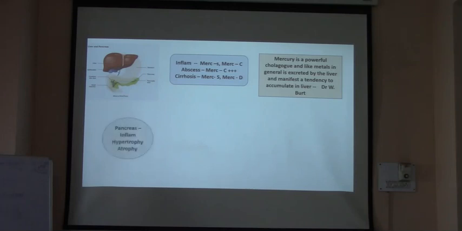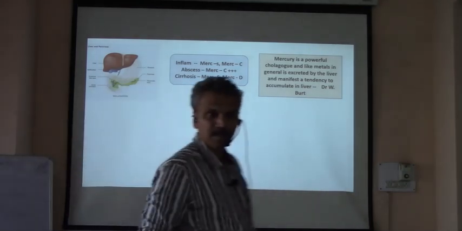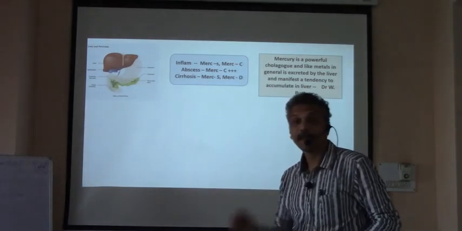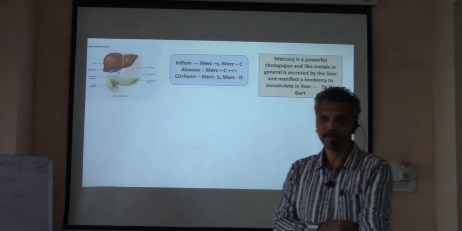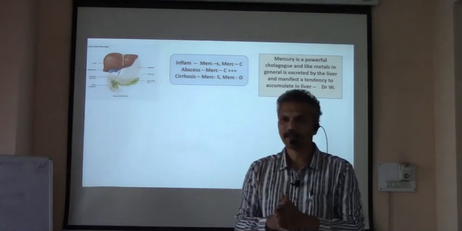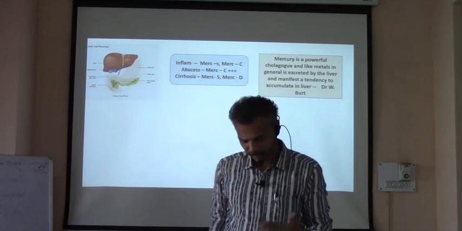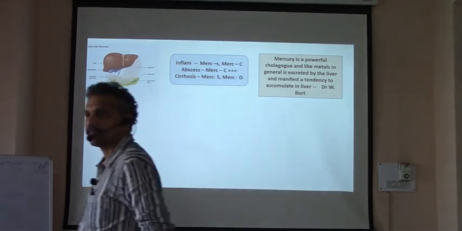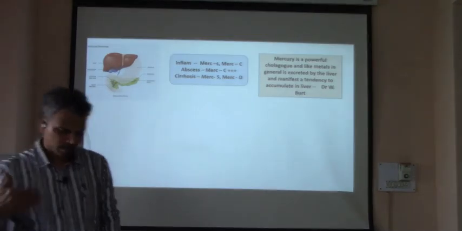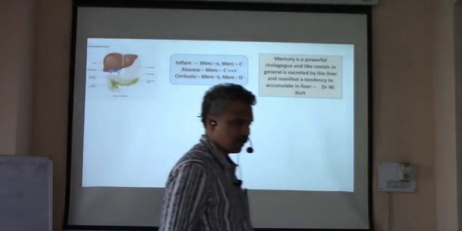Okay? So we'll go ahead and we'll look at a very important area. And what is that area? It is the pancreas. Merc has an affinity for the pancreas. Okay. So here we can have some discussion, we can try to interact, you know.